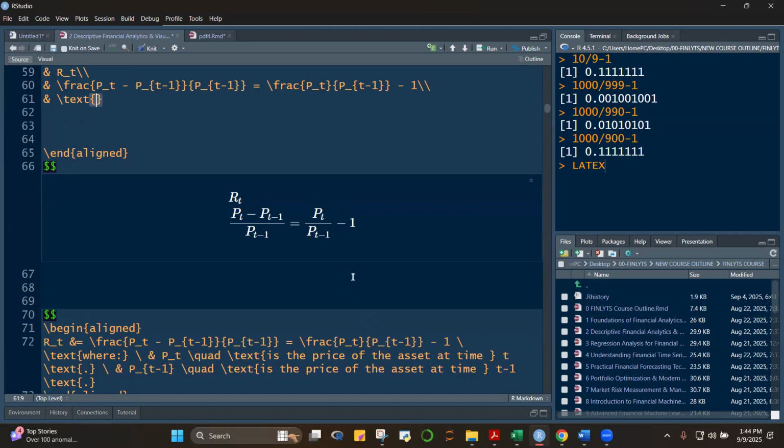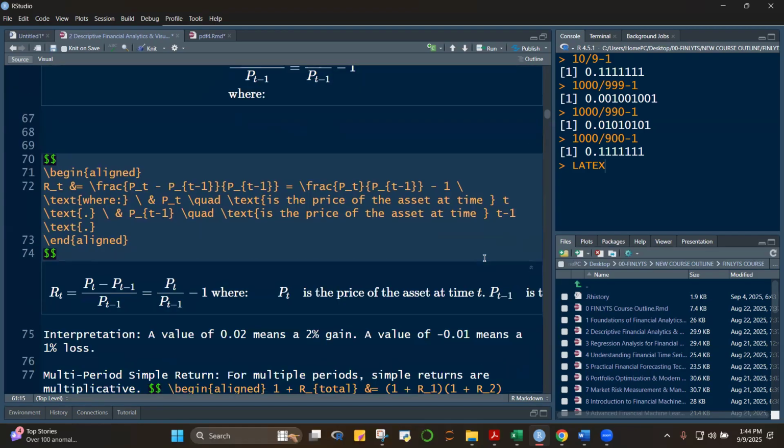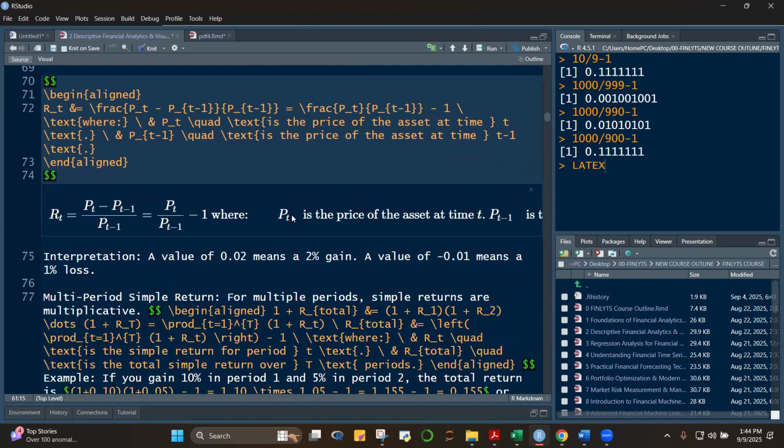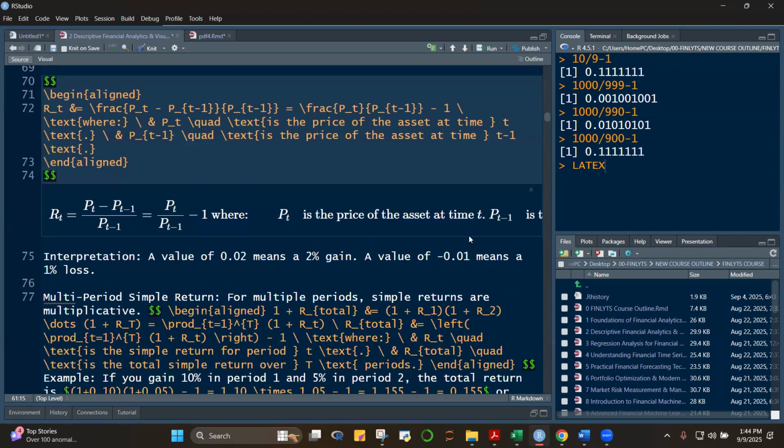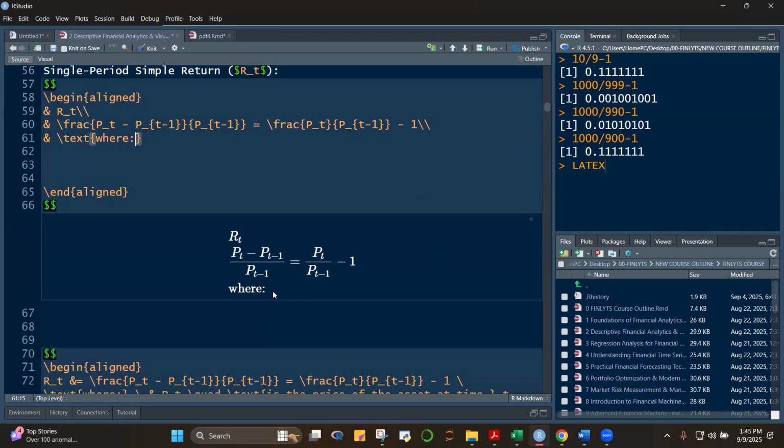Text always begins with curly brackets, just like frac. Okay? And then if I put here where, and then colon. And then what's the next one? Where P sub t is the price of the asset at time t. You can put it like this, or you can put it in the next line. For now, let's put it at this line.